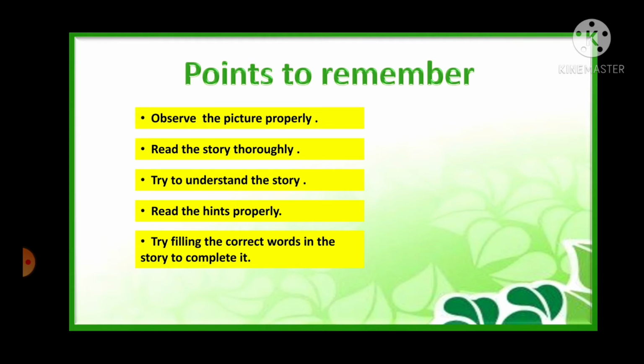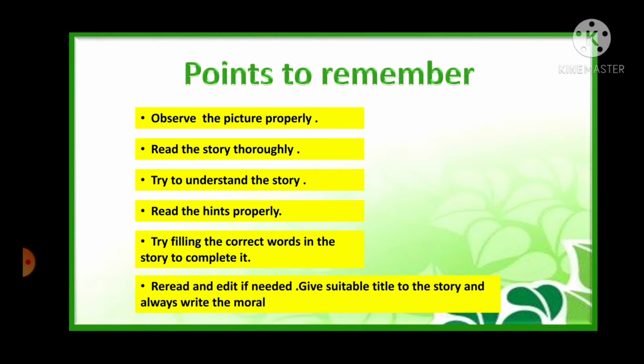Try filling the correct words in the story to complete it. Okay, after observing the picture, reading the story thoroughly, understanding the story, and reading the words, now try to fill the story with the correct words. After you have filled the story with the correct words, reread it and edit if needed. Now once you have filled all the words, again read the story, right? And you can make changes if any are needed. Now give a suitable title to the story. If they have not provided a title to the story, give it and also write the moral of the story. Okay, so these are the points you should remember while writing the composition.